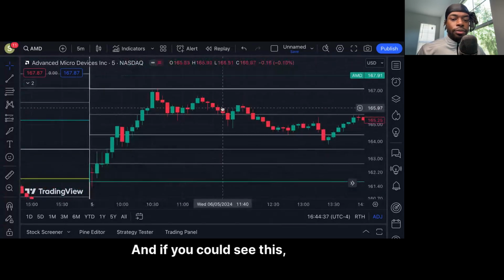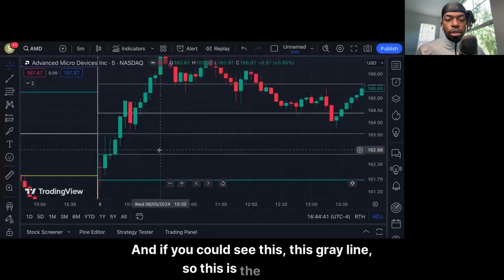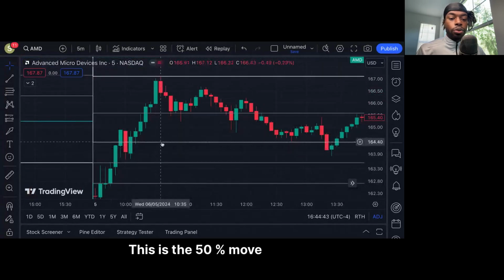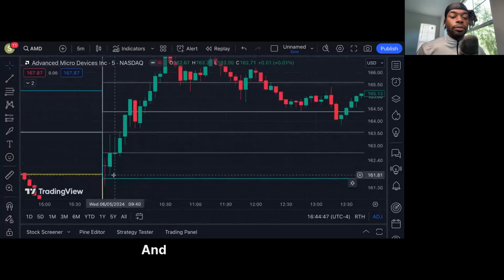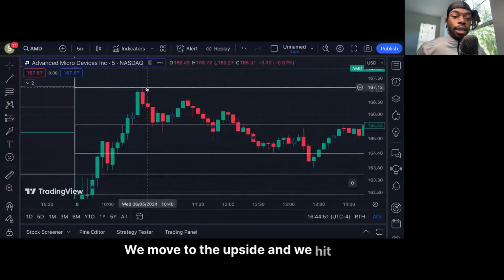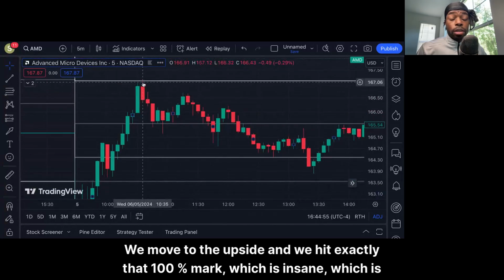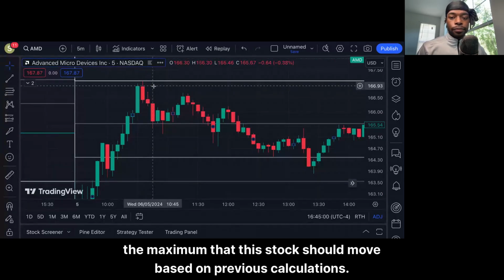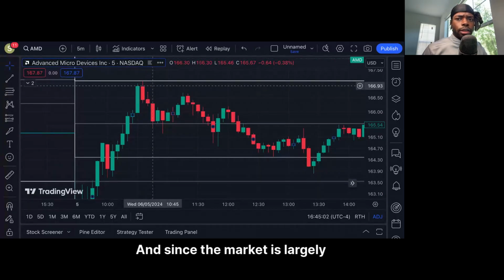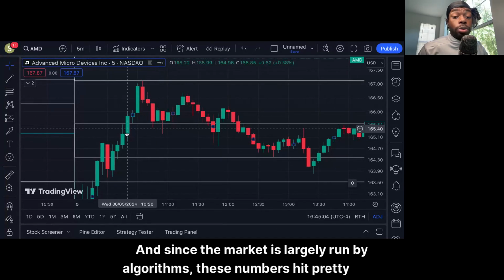And if you could see this, this gray line, so this is the call zone. This is the 50% move that the stock will make, and this is the 100% move, so the maximum that the stock will move. And as you can see, we're in the call zone. We move to the upside, and we hit exactly that 100% mark, which is insane, which is the maximum that this stock should move based on previous calculations. And since the market is largely run by algorithms, these numbers hit pretty well.